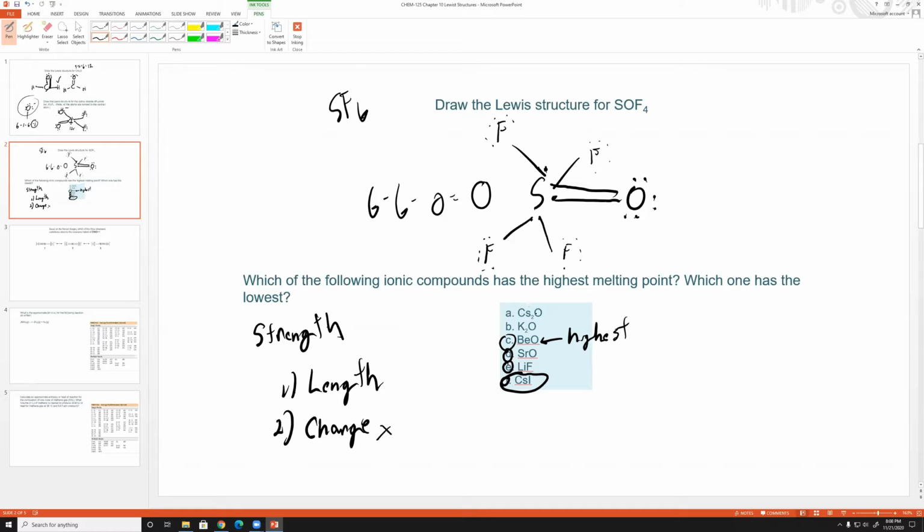Meanwhile, you have the other two that we didn't talk about. Cesium's a +1. They're +1 -2s. So they're somewhere in the middle. So cesium iodide is going to have the lowest.